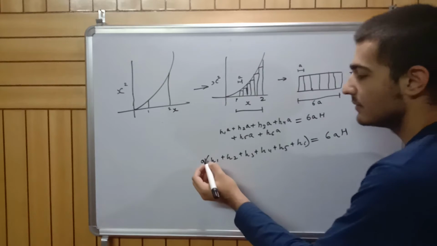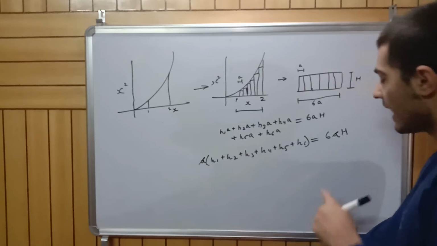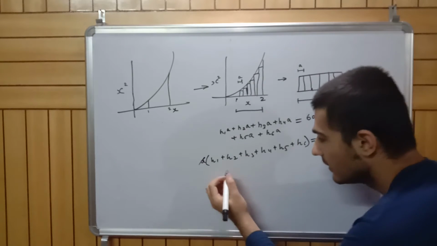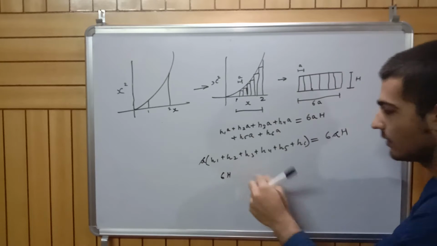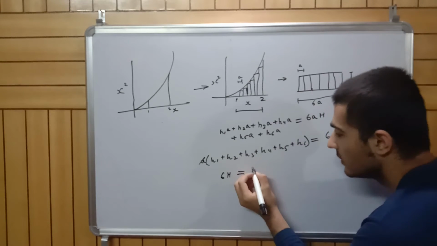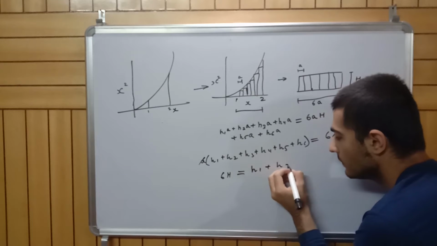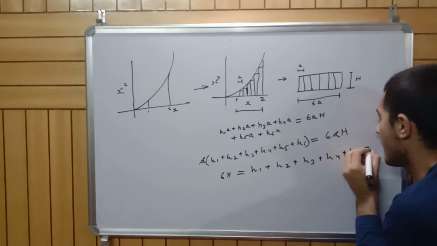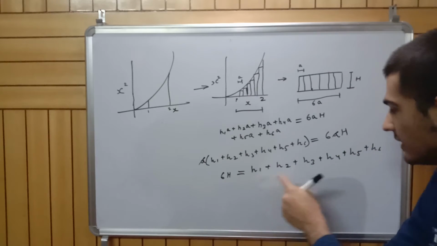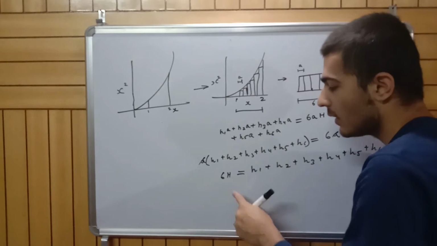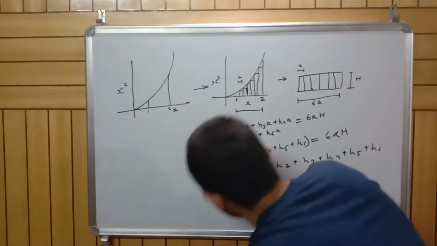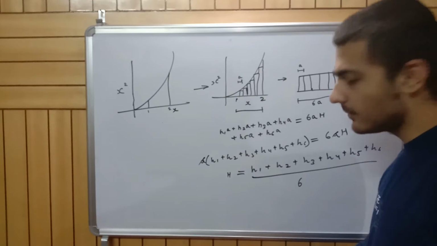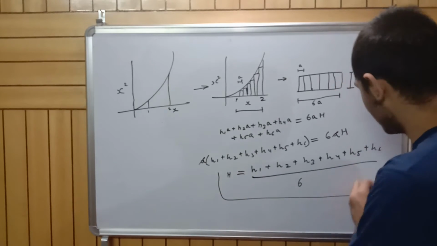Now I can cancel the a's on both sides, and I just flip the sides. I'm just flipping these two, don't get confused. H1, H2, H3, H4, H5, H6, and now I'll shift the 6 to that side. Pretty simple math, and this is the expression that we wanted.